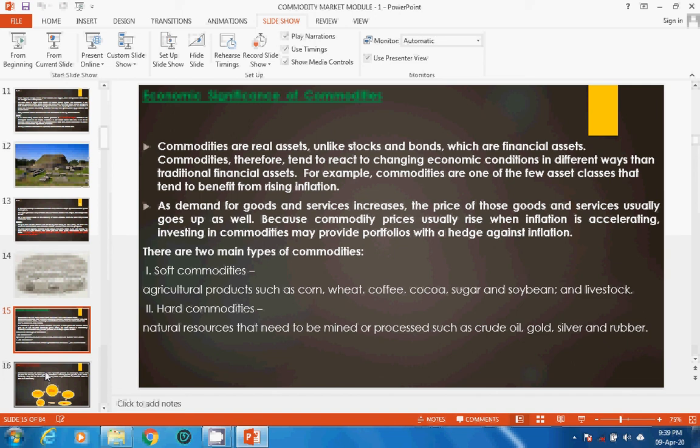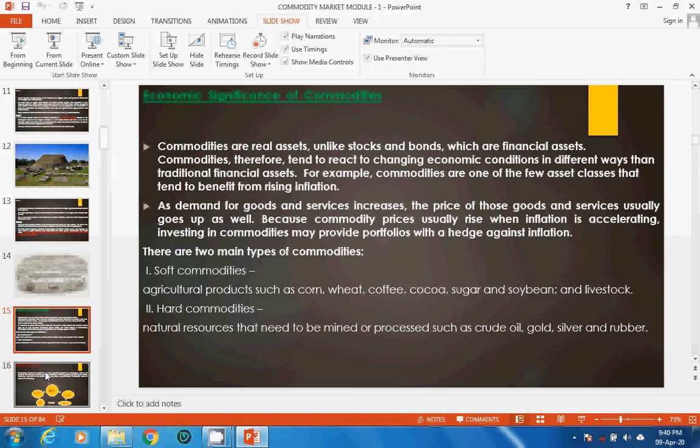they tend to react to changing economic conditions in different ways than the traditional financial assets. For example, commodities are one of the few asset classes that tend to benefit from rising inflation. That means, due to the inflationary conditions, there are not many fluctuations in the prices of the commodities, but the inflationary condition affects much, especially the financial assets. So that shows the importance of commodities.